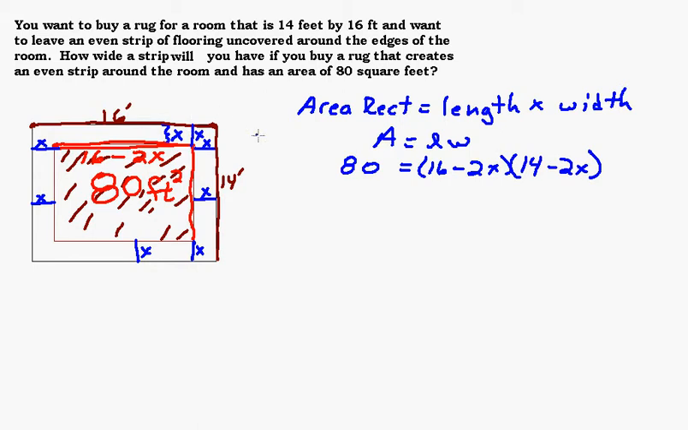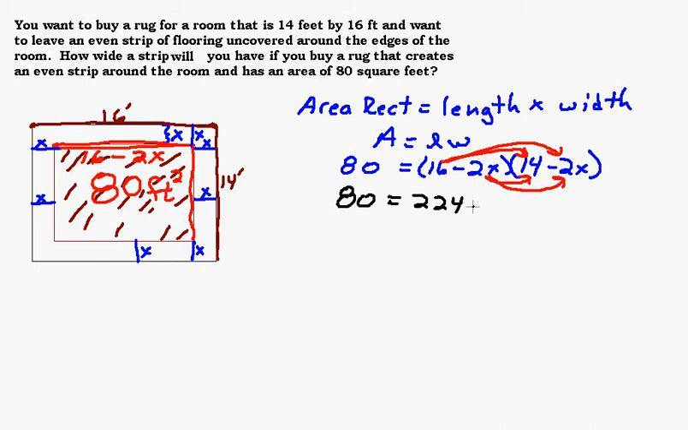So we need to FOIL this out, and then set it equal to 0, and then see what we have. Here we go. Let's FOIL this. We got some bigger numbers to use, but that's okay. We can handle it. So 16, let me use the red here and show what we're doing. We're going to go 16 times 14, 16 times negative 2x, then negative 2x times 14, and negative 2x times negative 2x. So 16 times 14 is 224.